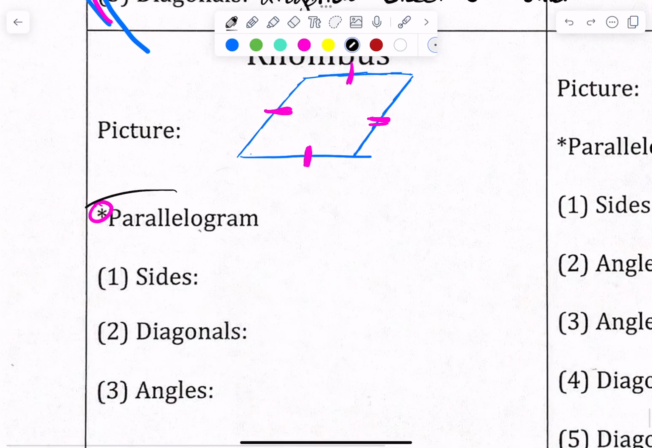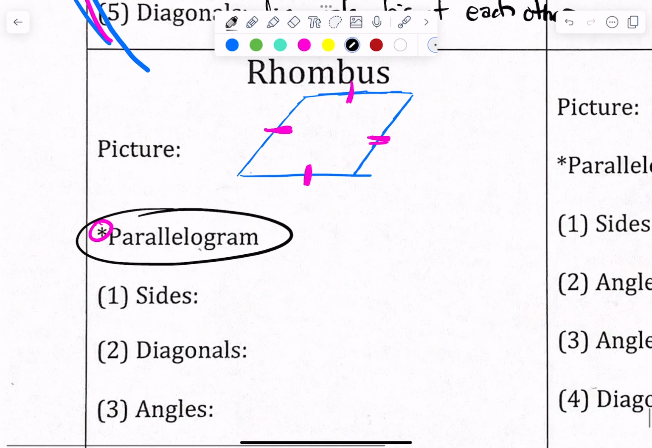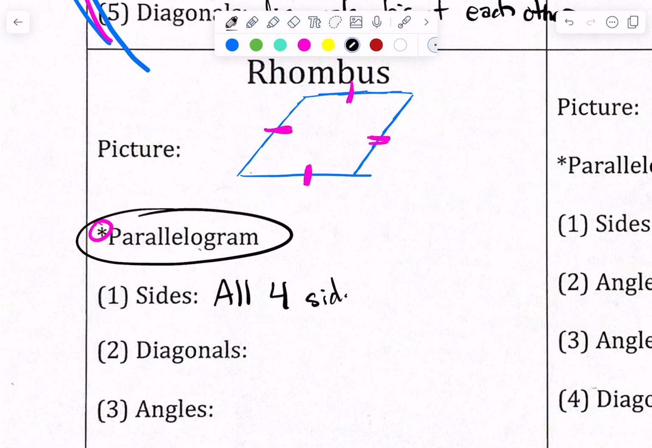Okay, so let's talk about some things. In addition to being a parallelogram, we have one thing better about a rhombus that a parallelogram doesn't have. What's true about the sides of a rhombus? Equal. All 4 of them. All 4 sides are congruent. It is a tilted square. All 4 sides are congruent. Okay? All right, now let's talk about the diagonals.